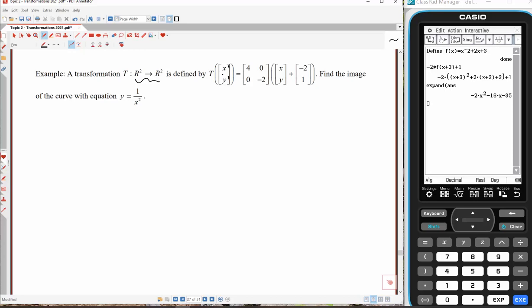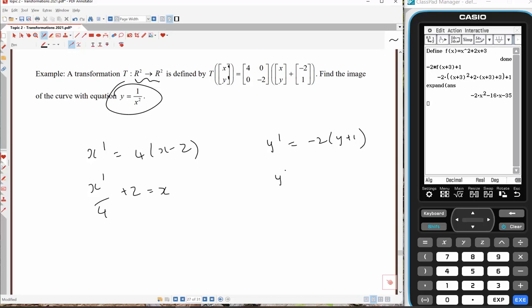Okay, so this is x dash and this is y dash, and this is the transformation. So we'll go x dash equals 4 lots of x take 2, noting that we do x take 2 first and then multiply by 4. y dash equals negative 2 y plus 1. So what we're going to do is make x the subject, make y the subject, and slam them into that. x dash on 4 plus 2 equals x, y dash over negative 2 take 1 equals y.